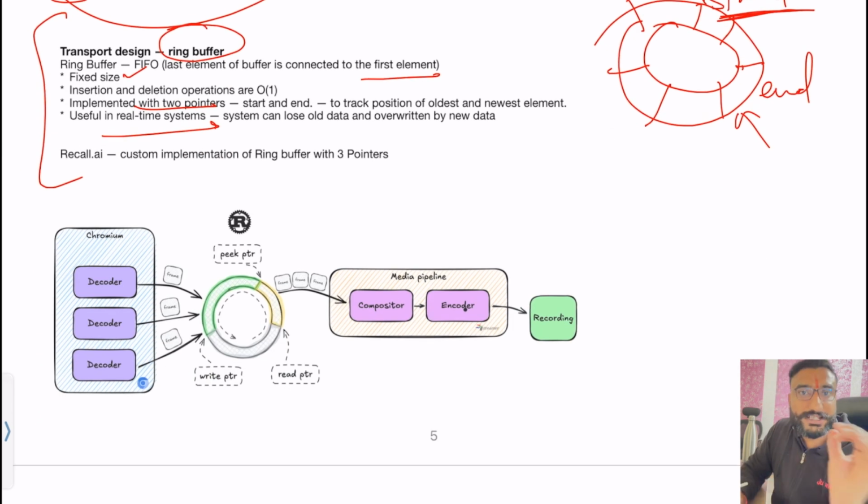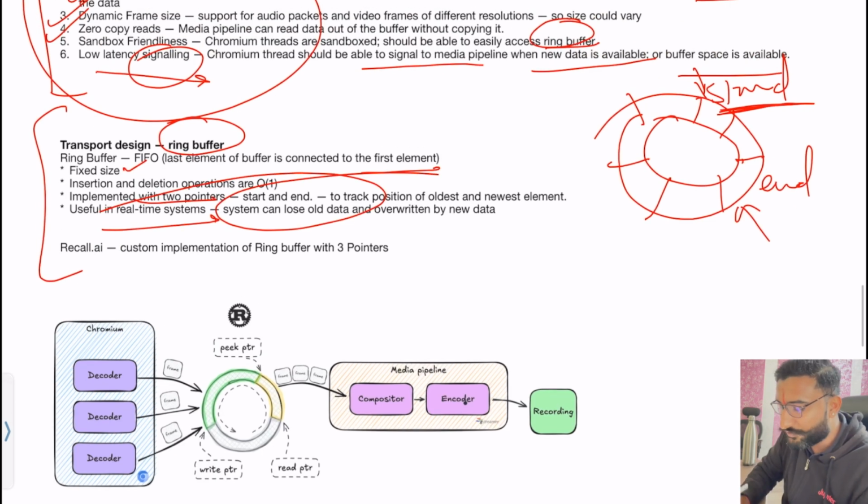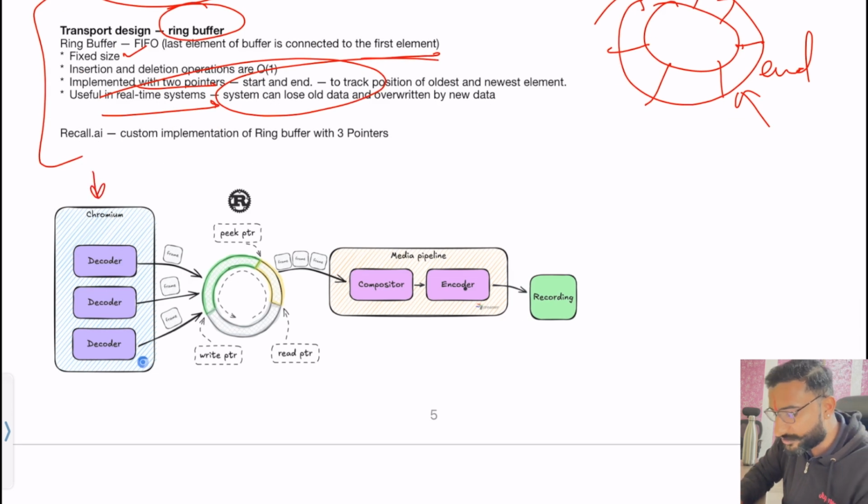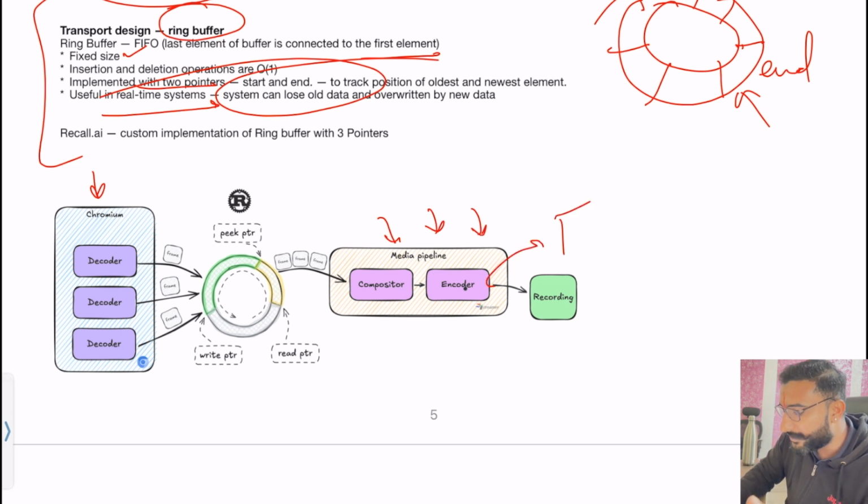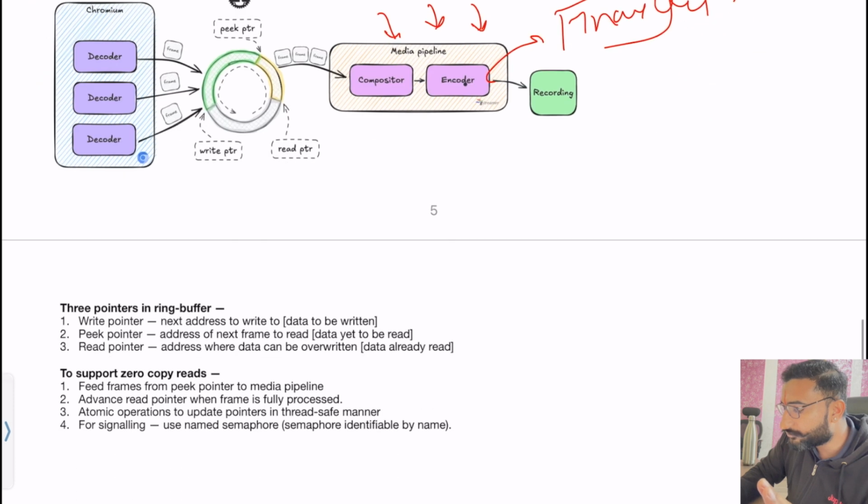So there is a custom implementation which is written by Recall.ai. The implementation looks like this, and it uses 3 pointers basically instead of 2, which we said here, start and end. It uses 3 pointers. So you have Chromium. Okay, this is your Chromium as we discussed in our architecture. Your frames are written into this ring buffer, and then they are consumed by this media pipeline, and finally a recording or your transcript is generated.